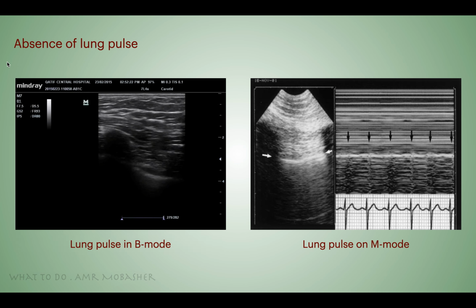Those are the 4 signs of pneumothorax by lung ultrasound: absence of lung sliding, absence of lung pulse, presence of lung point, presence of stratosphere or barcode sign.